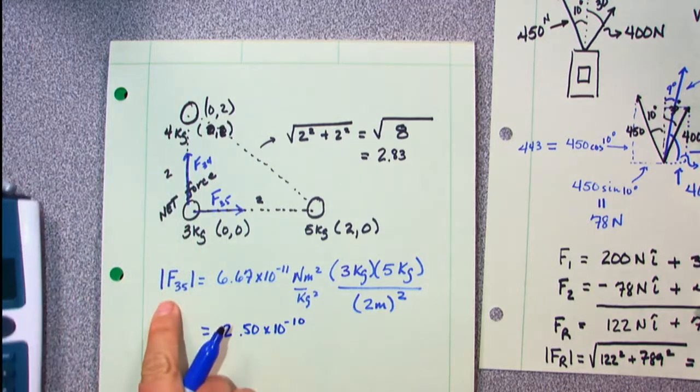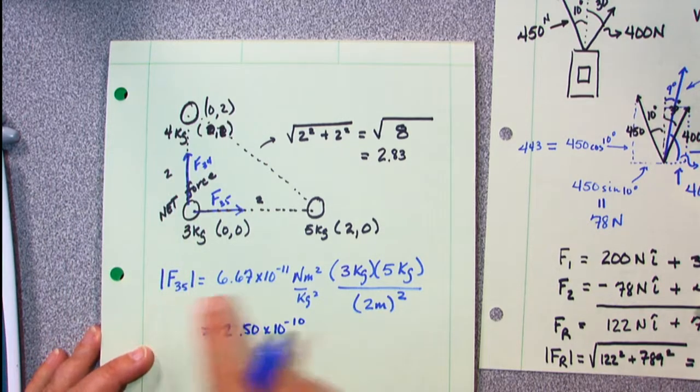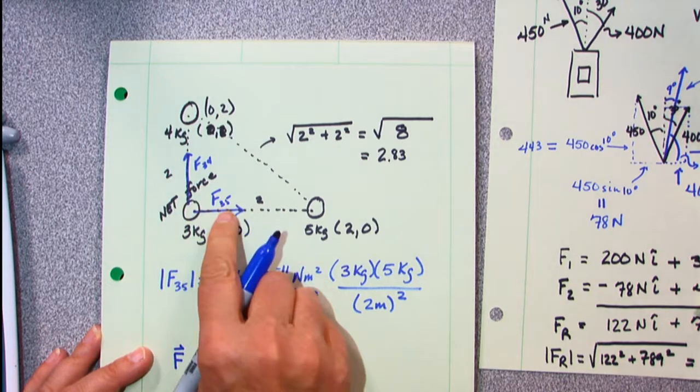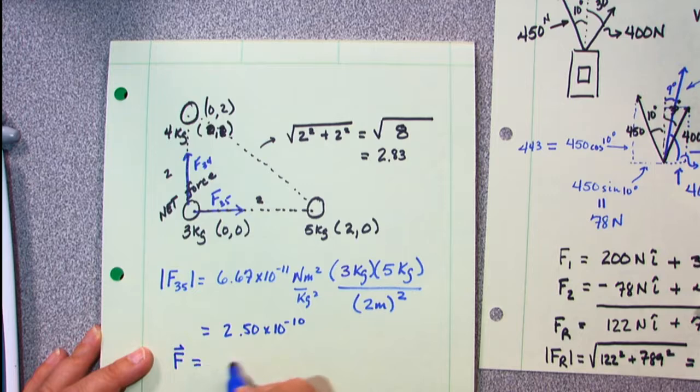Now, that was the magnitude that we calculated. I want to write my vector force because I'm going to end up adding 2 vectors. This is all in the x direction, so it's 2.50 times 10 to the minus 10 in the i direction. And it's positive because it's going that way.